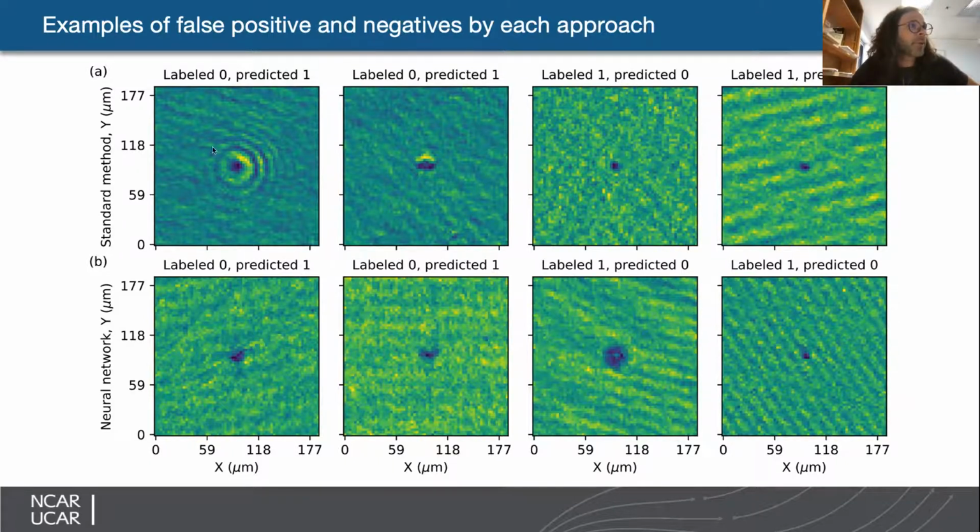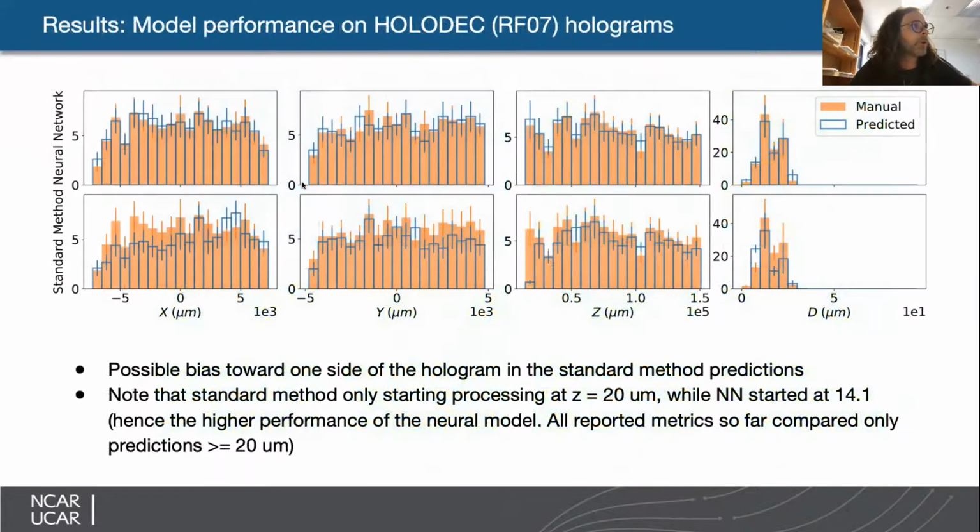overall, the standard method mainly was getting tripped up on those examples that had very, very low density of actual particles in the holograms, okay?